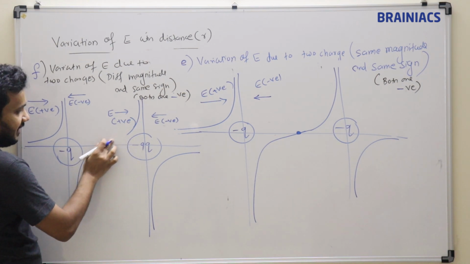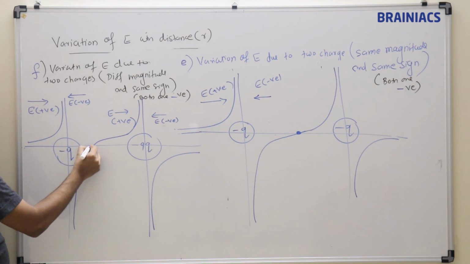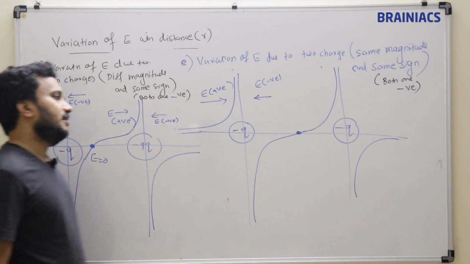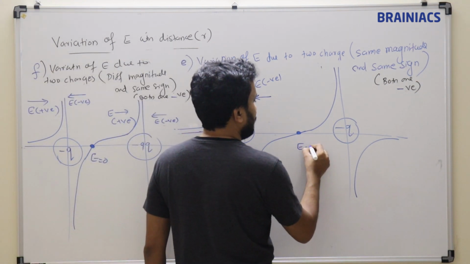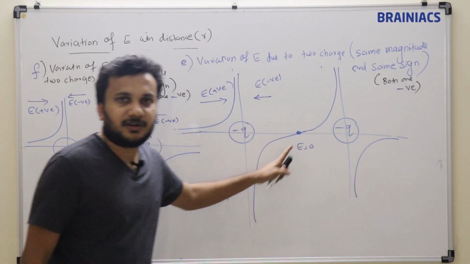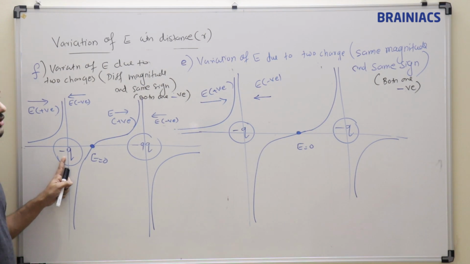But again there is a cancellation point. Where will it cancel? It cancels very close to the lowest charge. So here the electric field will be equal to 0. Here also the electric field will be equal to 0. But what is the difference? Here it is exactly at the middle. While you are drawing also it should be at the middle, but here it is very close to the lowest charge. The graph will change.